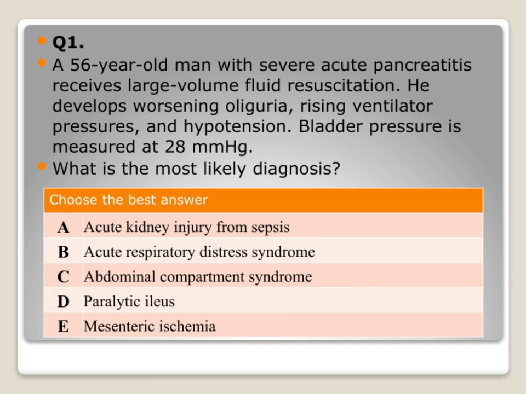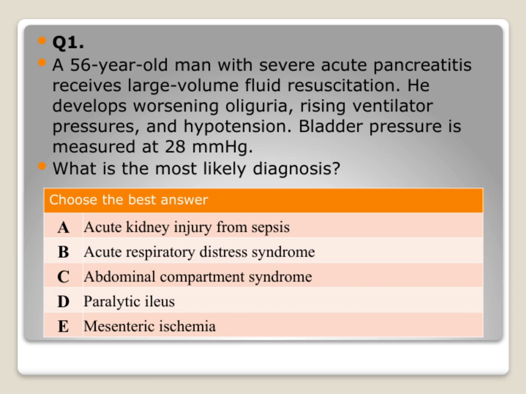Additionally, we're seeing rising ventilator pressures, suggesting his lungs are becoming less compliant, possibly due to increased pressure in the chest or abdomen. He also has hypotension, meaning his blood pressure is dropping, which can be due to multiple factors like hypovolemia or increased intra-abdominal pressure. Speaking of intra-abdominal pressure, the bladder pressure measured at 28 mmHg is a key detail here.